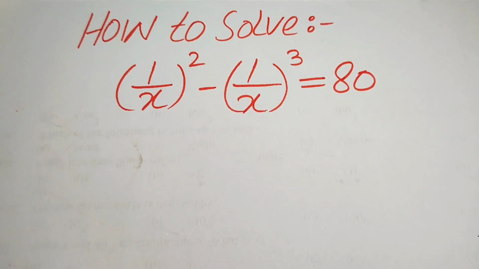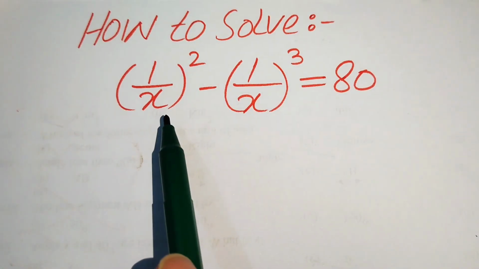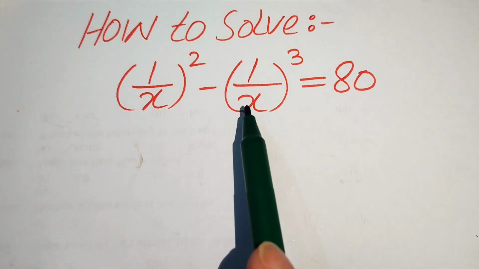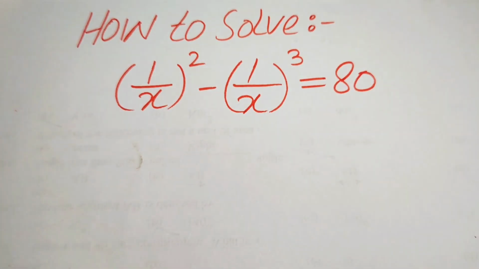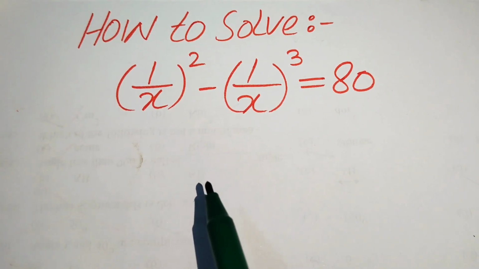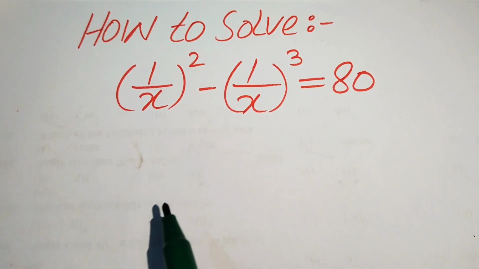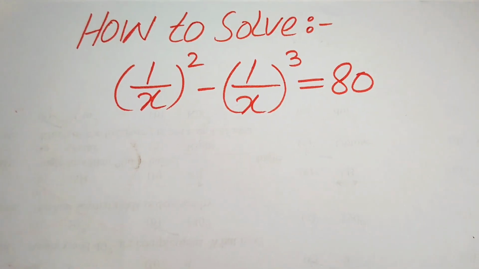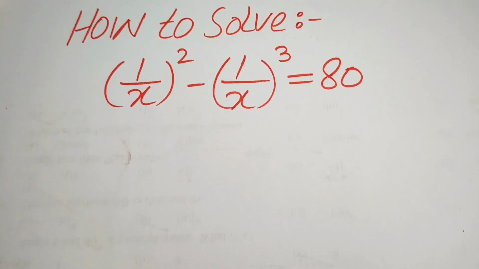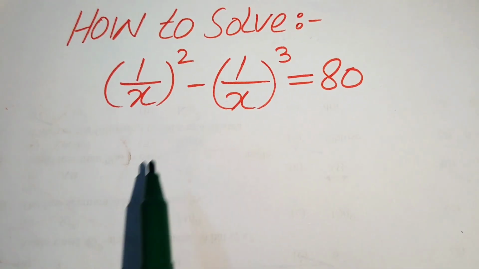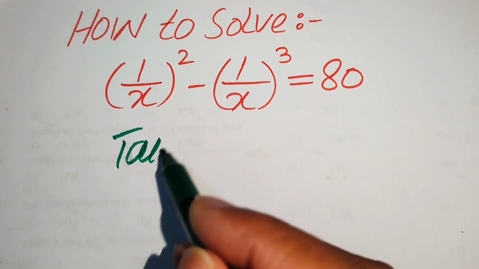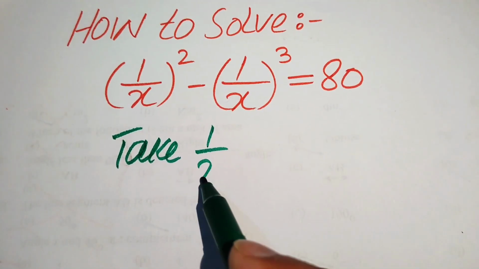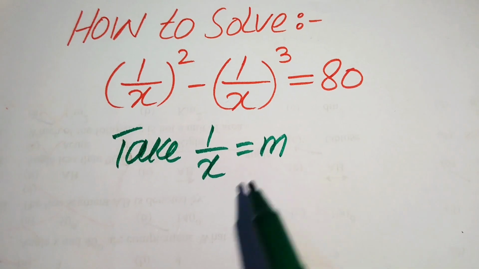Hello everyone, welcome to solve this math Olympiad algebra problem. Here we have (1/x)² minus (1/x)³ equals 80, and we solve this problem for the values of x. First we convert this equation into a simplified form. You see the base on both of these terms is the same, so we will just take 1/x equals m.